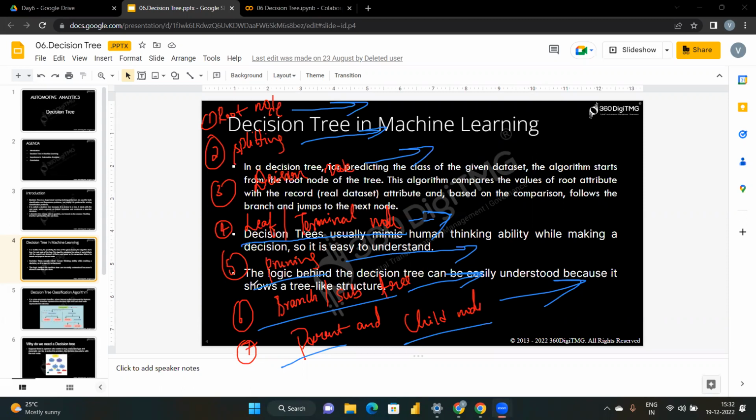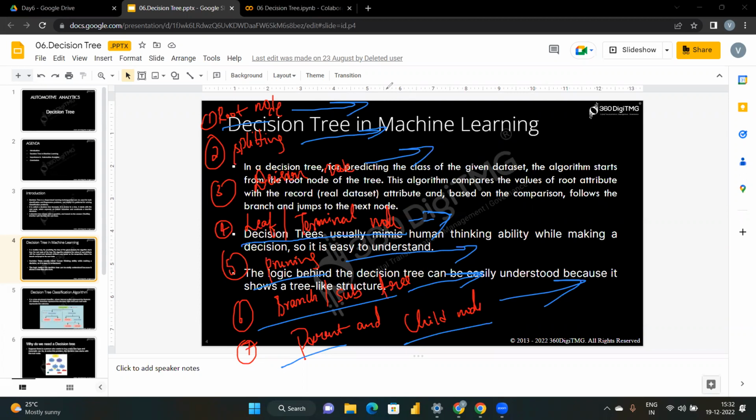A node which is divided into a subnode is called a parent node, whereas subnodes are the child of the parent node. So we have seen the seven steps. The root node represents the entire population or sample, and it further gets divided into two or more homogeneous subsets.